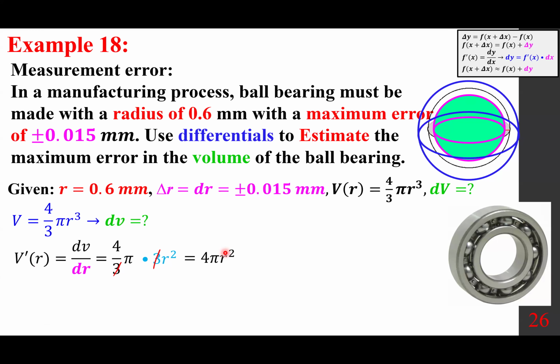So the question is, what is dV? Same thing. Times dr, 4 pi R squared, times dr. So 4 pi r, that means 0.6 squared, dr parentheses plus minus 0.015. Keeping the pi, raise this to the power of 2, multiply by this one, plus minus 0.0216 pi. This is exact, everybody.